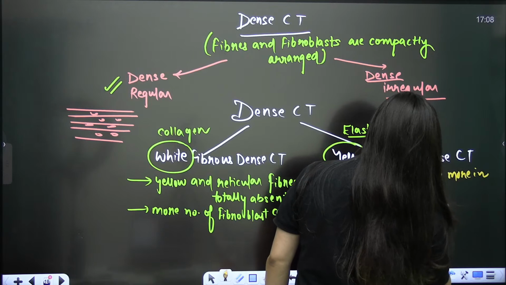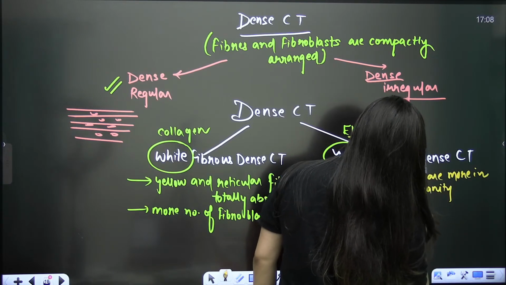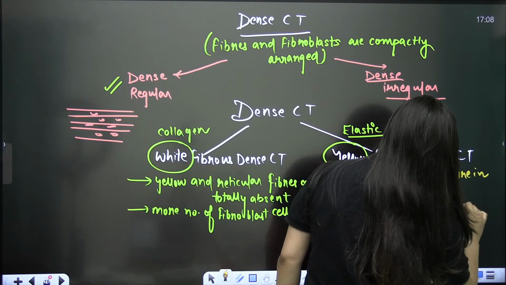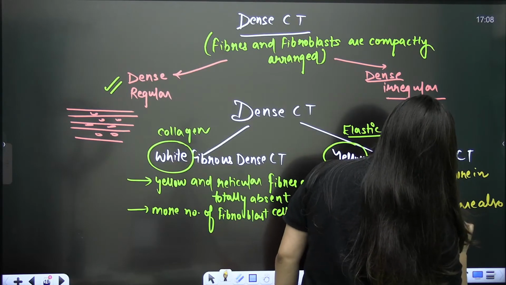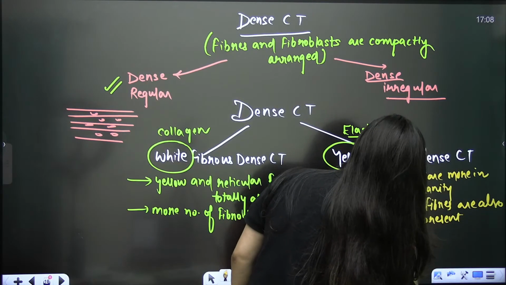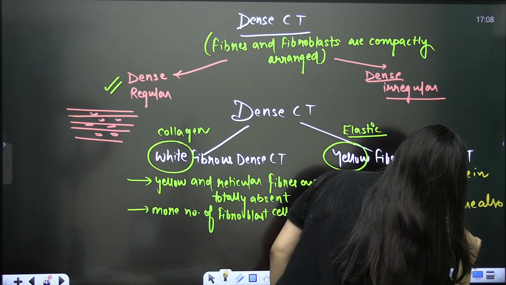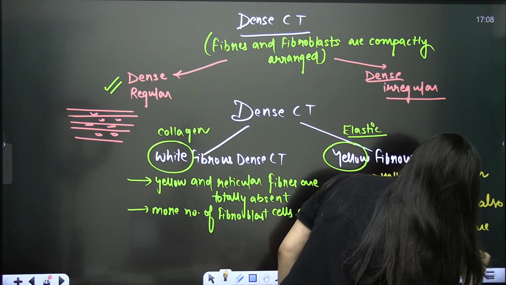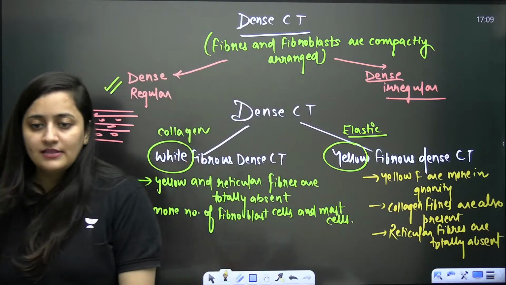But collagen fibers are also present. They are less in quantity, but still they are present. Reticular fibers are totally absent. That's the point here.